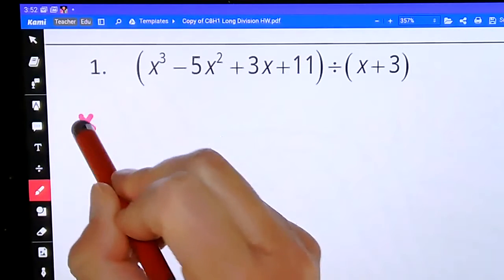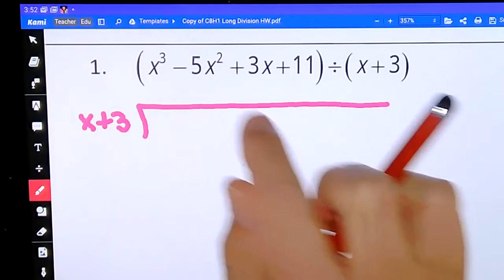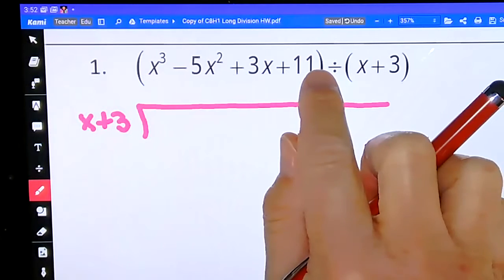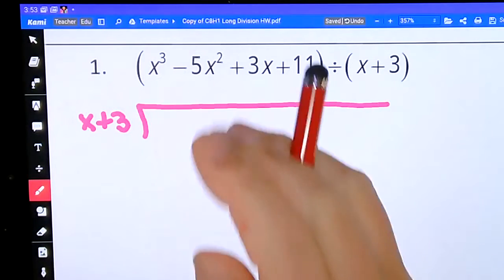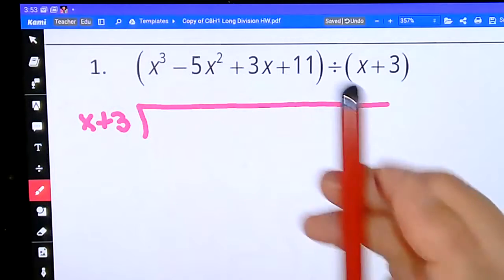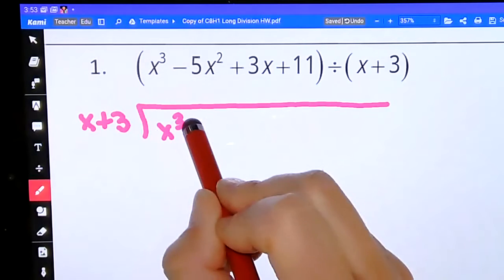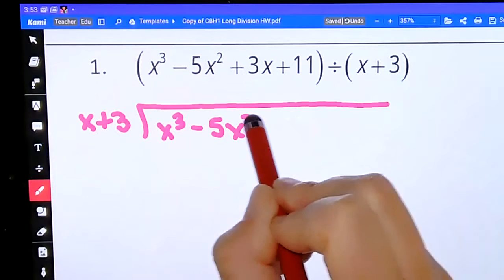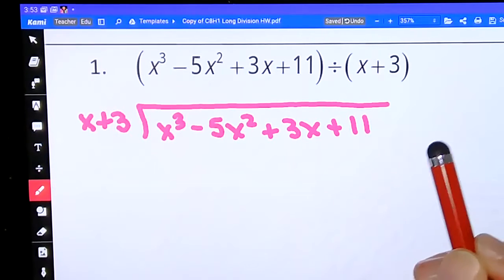So we're going to have x plus 3 into, and when you're doing this, you want to make sure that everything's in descending order. If you're missing a term, you want to make sure that you put a 0x squared or 0x, depending on which one you're missing. In this case, I'm not missing any of them. So I'm going to have x cubed minus 5x squared plus 3x plus 11.